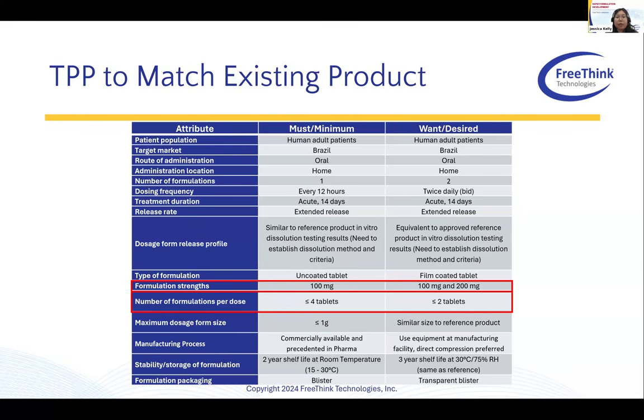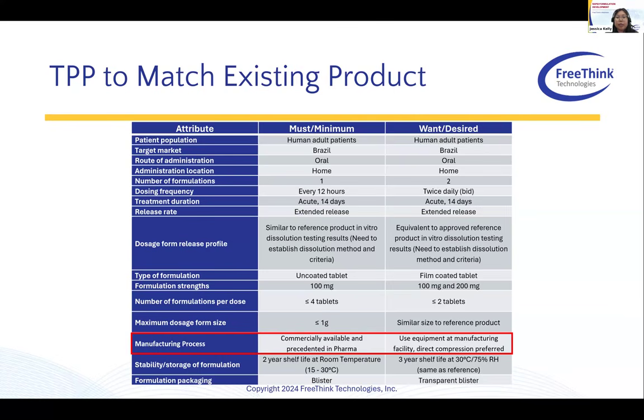The team also prefers to develop a low and high dosage form so that they could decrease the number of tablets per dose, as in they would like to dose 200 milligram tablets instead of 100 milligram tablets, or have the option to do so. So this desire is listed in the formulation strengths attribute.